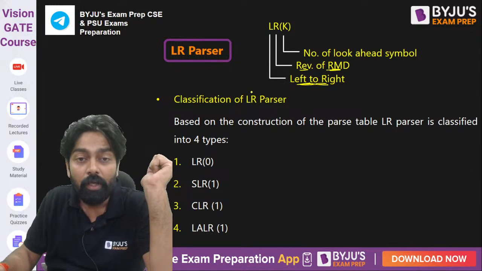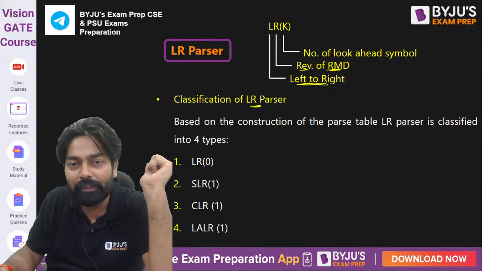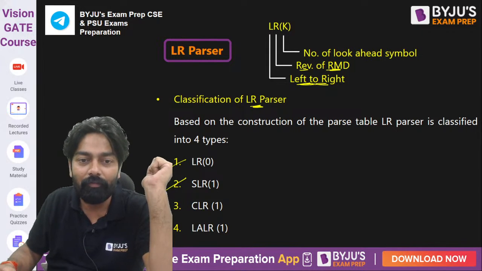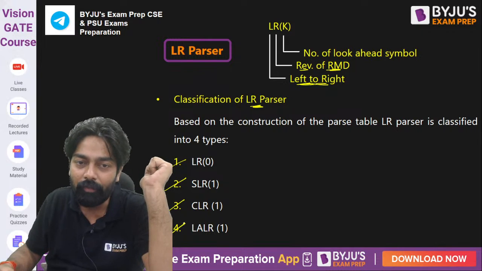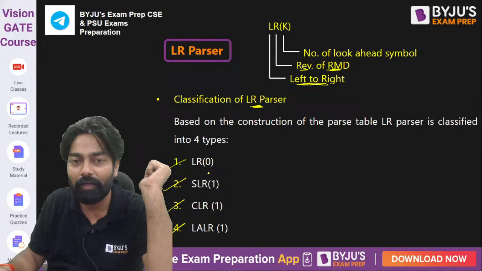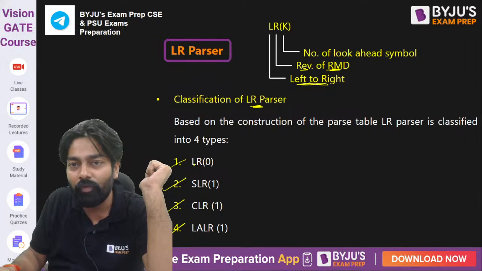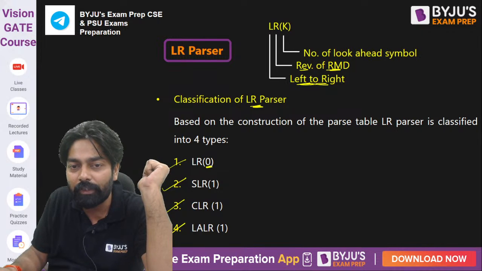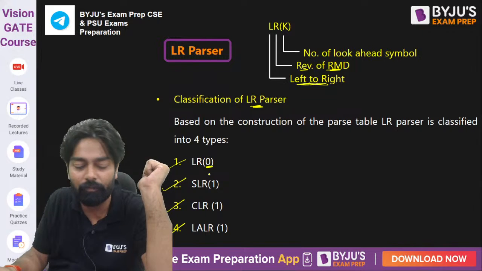Based on the classification, the LR parser is classified into 4 types. We have LR0, SLR1, CLR1, and LALR1. The meaning of the first L is left to right scan. The meaning of R is reverse of rightmost derivation. The meaning of 0 is that it will not read any input symbol, that is, 0 look ahead symbols here.